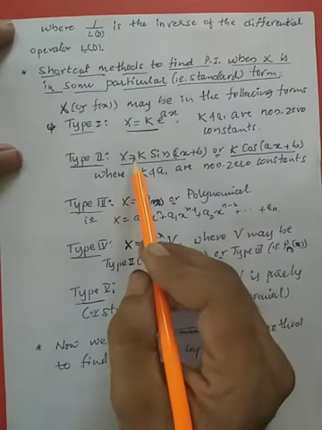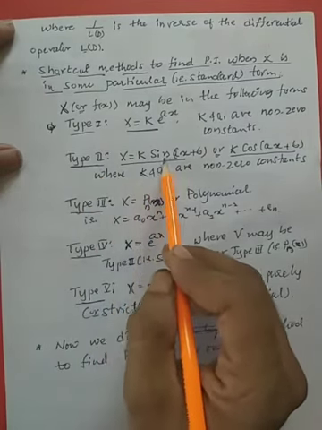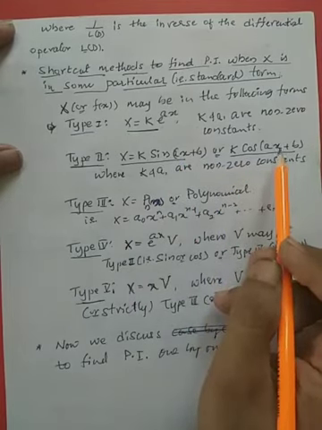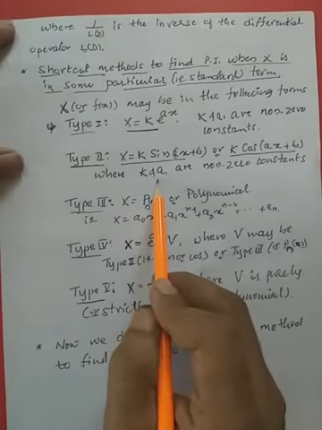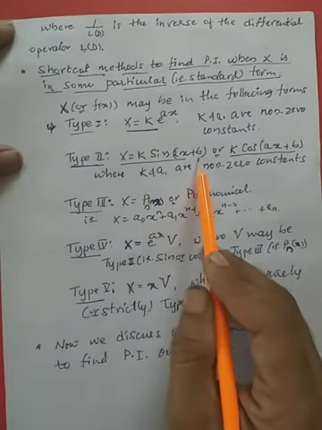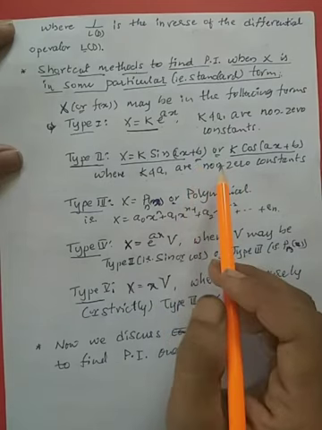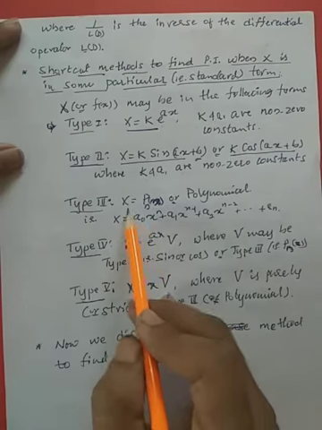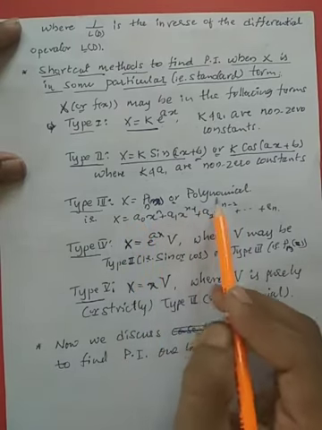Type 2, x may be of the form k sin(ax + b) or k cos(ax + b), that is, trigonometric forms. Here also k and a are strictly non-zero constants, and b may sometimes be 0. Then next, type 3, x may be a polynomial function.